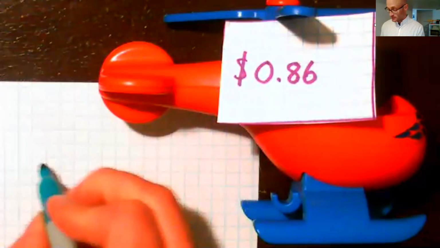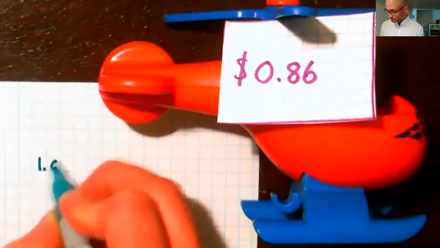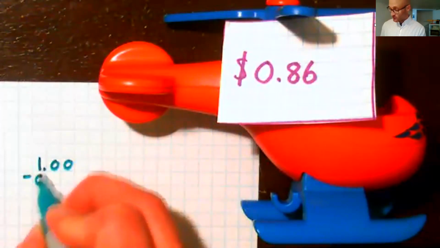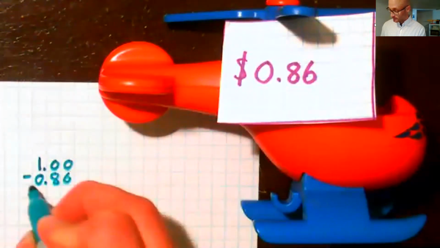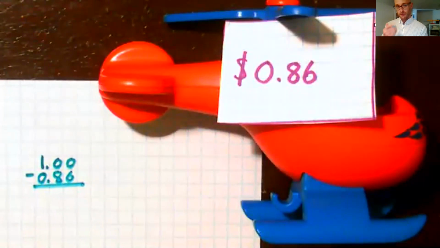But what really happens when someone gets change in a store is you bring in that $1. And out of that dollar, in a sense, they take away 86 cents. They take away 86 cents from it, and then they have to figure out, okay, well, how much am I going to give you back?